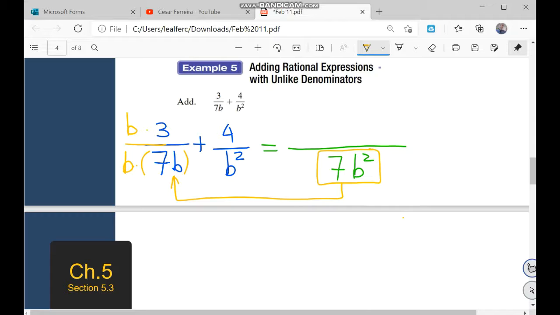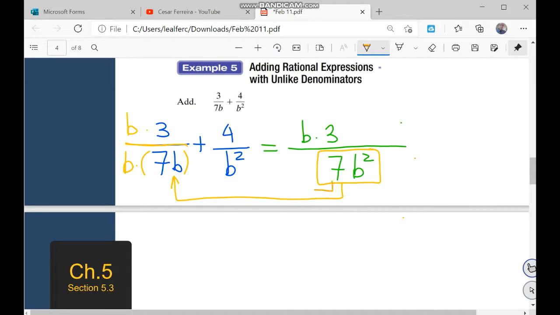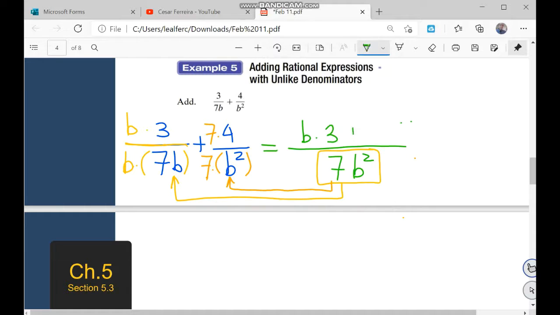Cool? So here at the top you're gonna write b times 3. And now the next one, the second one. Divide 7b squared by b squared, and the result is 7. Multiply 7 on the denominator, 7 on the numerator, and then you're going to have here plus 7 times 4.